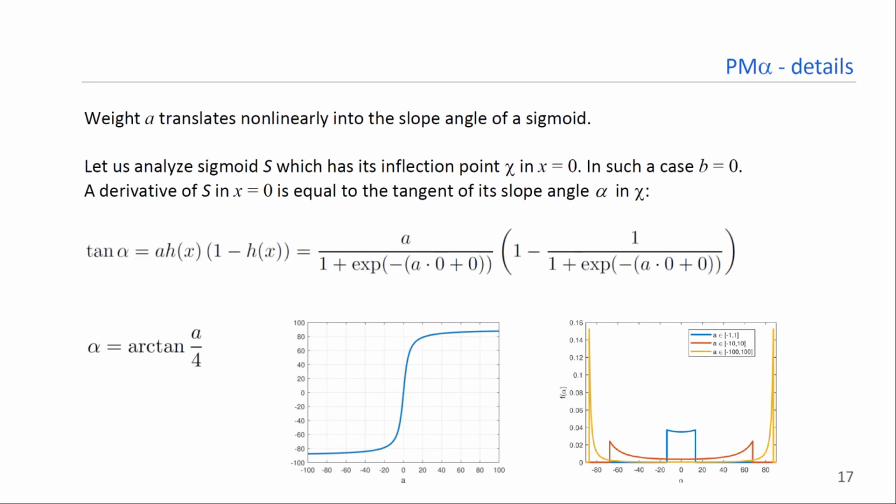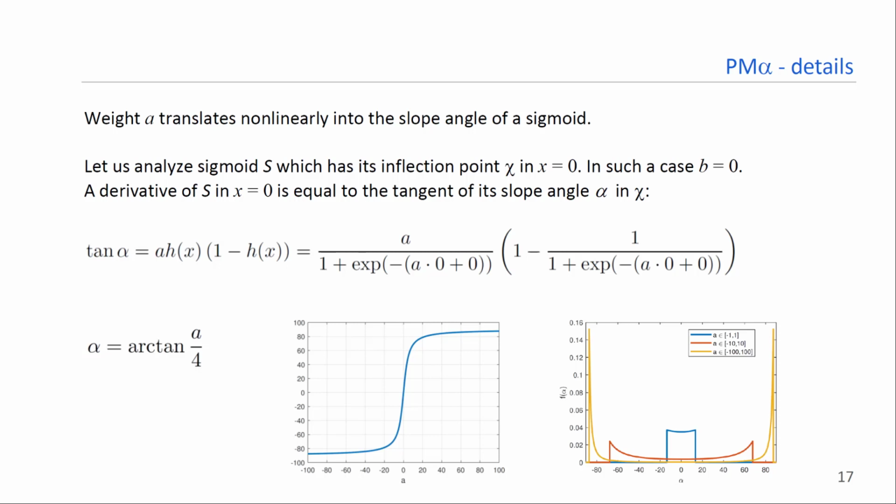To obtain the distribution of the sigmoid slope angles depending on the interval for A, let's analyze sigmoid S, which has its inflection point chi in x equal to 0. In such a case, B is also 0. The derivative of S in x equal to 0 is equal to the tangent of its slope angle alpha in chi. From this equation we obtain the equation for alpha.